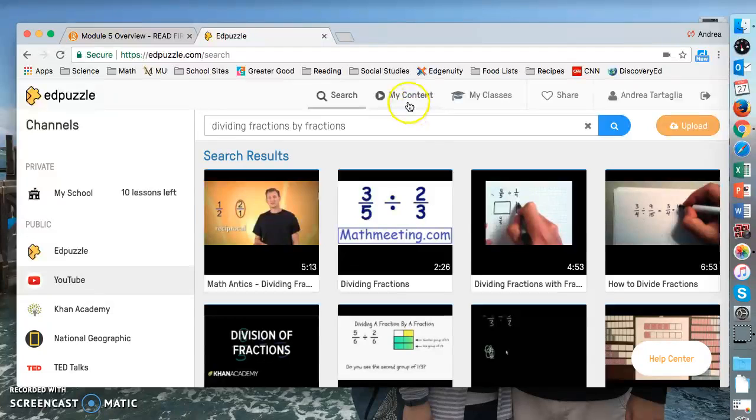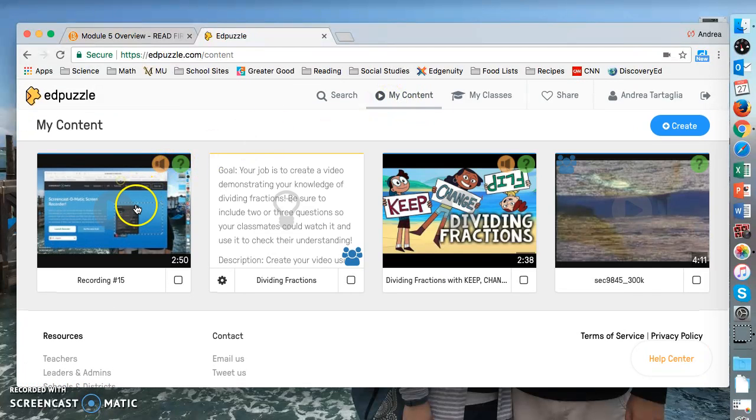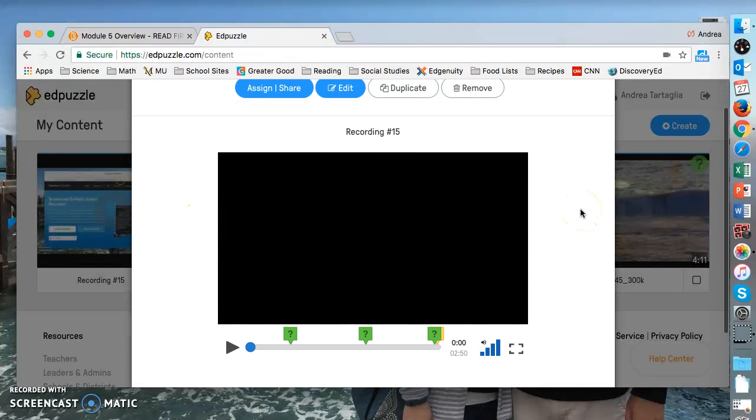for you to use. So when I go to my content, what I did was I created a video demonstrating how to properly divide fractions. So I'm just going to let the video play through for you. I'm going to also show you where I embedded questions. I thought this would be a great way for students to not only demonstrate their knowledge, but also let other students use what other classmates have created to check their knowledge of the topic. So I'm going to go ahead and click on this and let it play through.